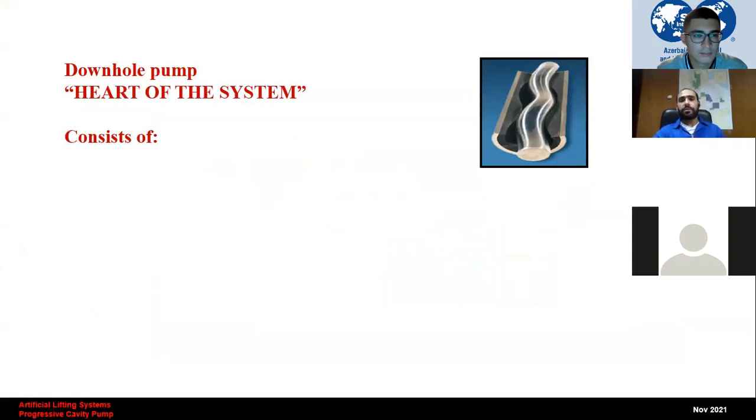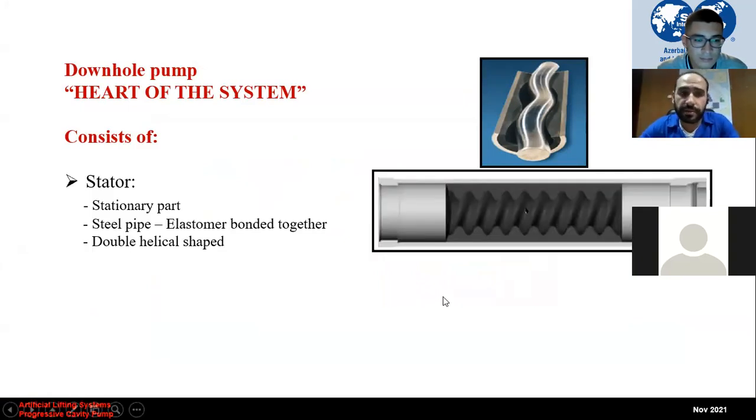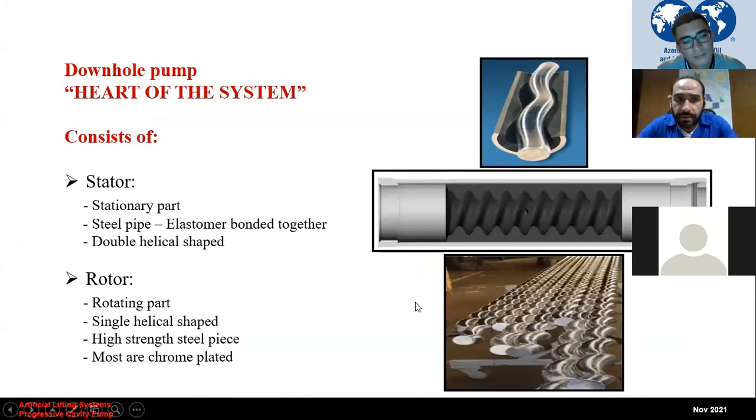And the downhole pump. This is actually the heart of the system. It consists of two main parts, the stator and the rotor. The stator is the stationary part of the pump. It consists of steel pipe and rubber elastomer, and they are both bonded together using a bonding material. The stator is a double helical shape, okay? The same as the helical design of the rotor.